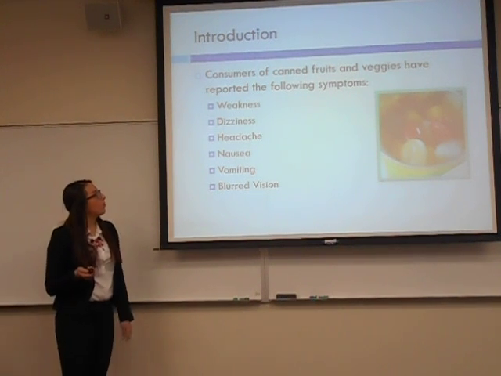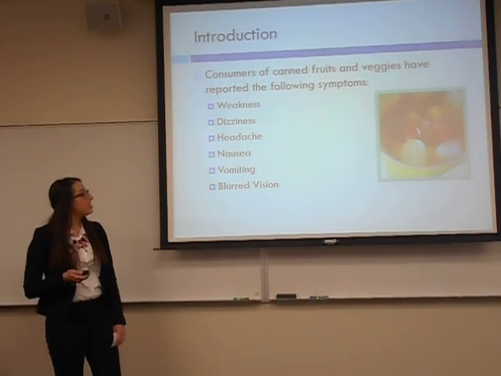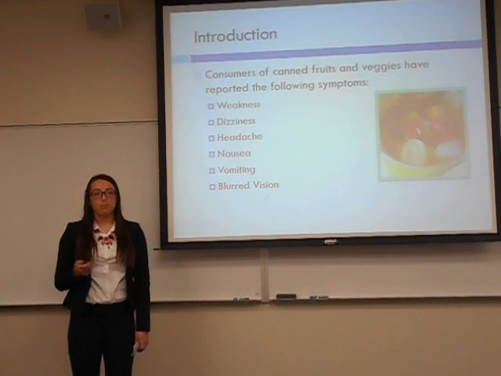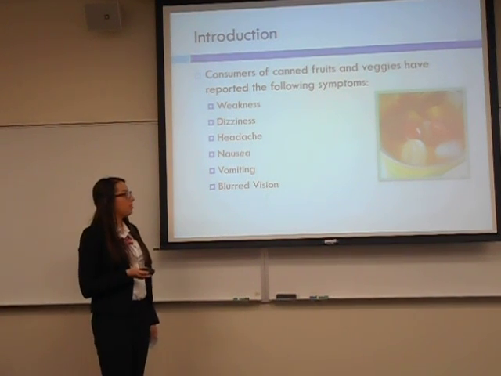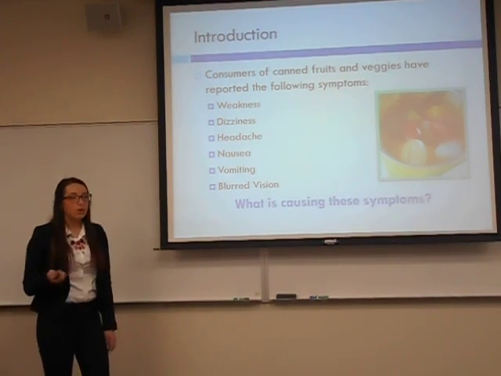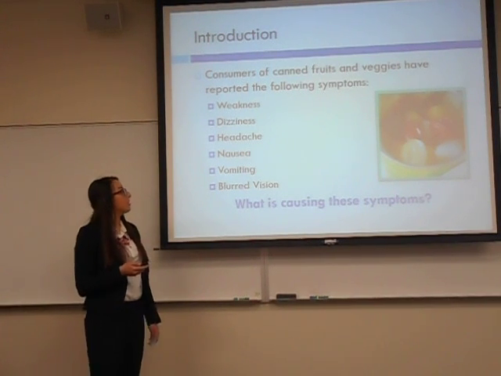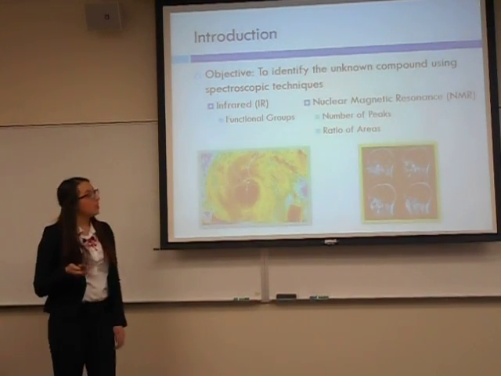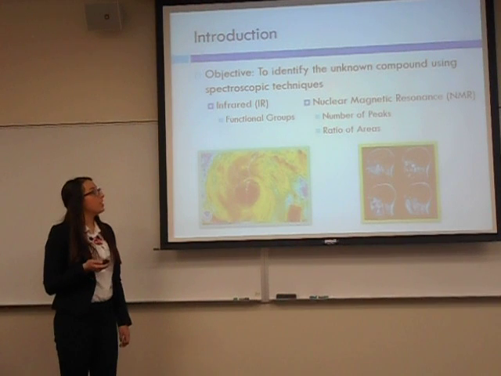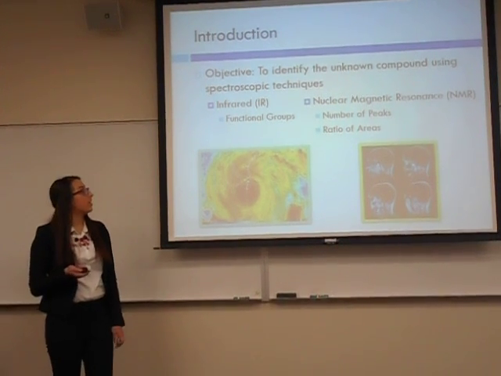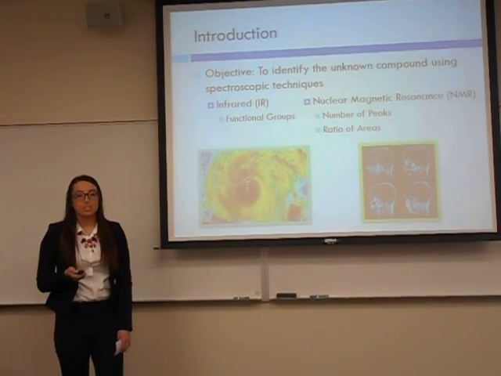They are reporting symptoms of weakness, dizziness, headache, nausea, vomiting, and blurred vision. We'd really like to put a stop to these symptoms, so we're trying to figure out what is causing them, what is the unknown substance. The objective of our experiment is to identify the unknown compound on our canned fruit using spectroscopic techniques.